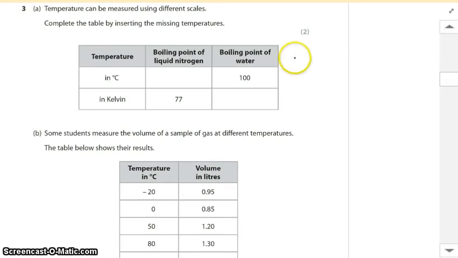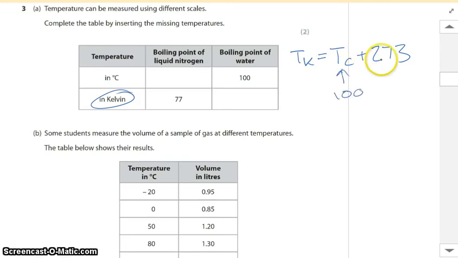So the formula that you need for this one is that the Kelvin temperature is equal to the degree C temperature plus 273. So if you're trying to work this out in Kelvin, then you've got to take the degree C temperature, which is 100, and add 273, which gets you 373.